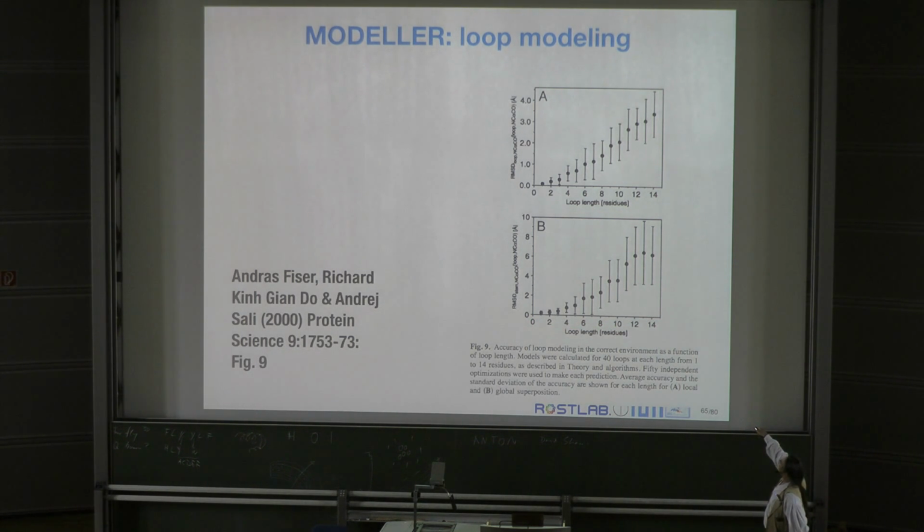I cannot remember why there are two graphs, and it shows the mistake that you make, so the increasing mistake. If the loop is one residue, you get it right. And then the mistake goes up, and at some point, it's difficult to say where that happens, but most likely around 10. The mistake that you make is so high that you essentially cannot distinguish between a loop that looks like this and a loop that looks like that.